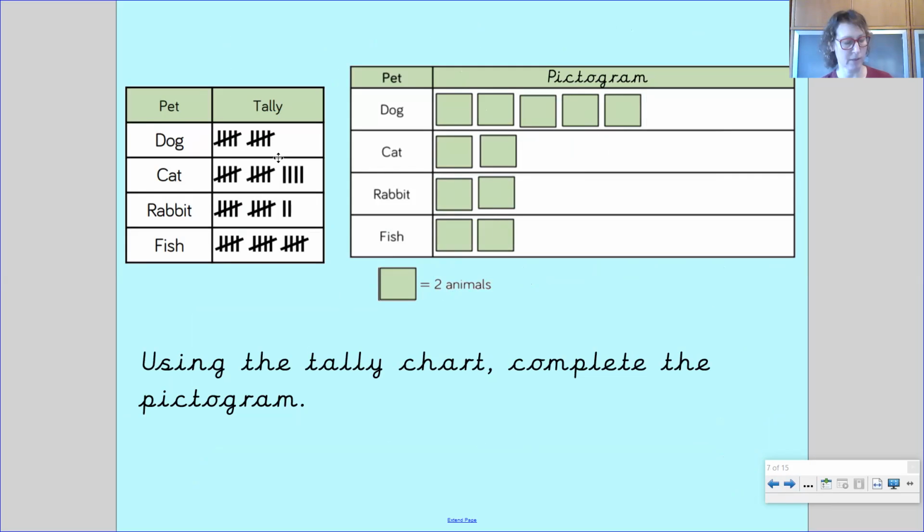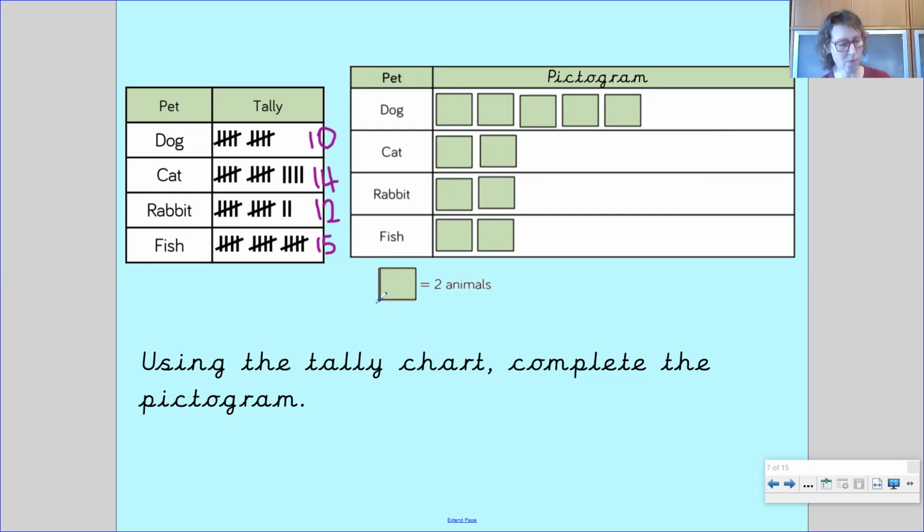I'll tell you what I'm going to do. I'm going to put in our totals, so it saves us having to keep counting. So we've got 5, 10 here, so 10 dogs, and we've got 5, 10, 11, 12, 13, 14 cats, 5, 10, 11, 12 rabbits, and 5, 10, 15, 15 fish. I'm already panicking.